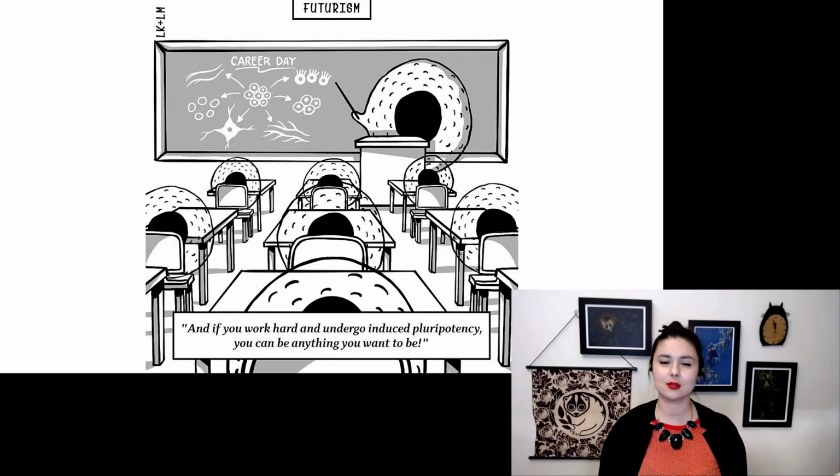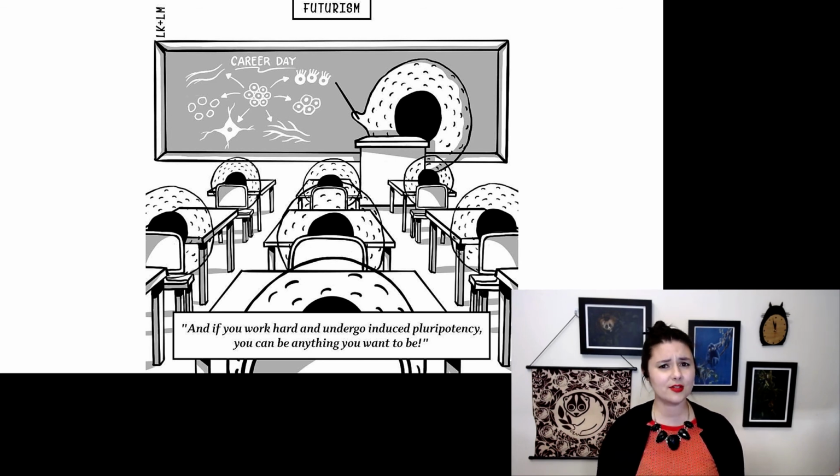So that helps us understand one of my very favorite memes, Cell Career Day. If you work hard and undergo induced pluripotency, you can be anything you want to be. And this is the principle behind stem cell research. We are taking fully differentiated adult cells and we're trying to somehow turn them back and make them pluripotent again so they can become many different types of cells.